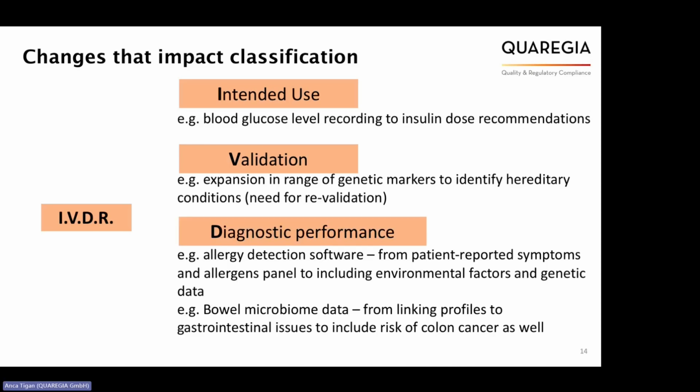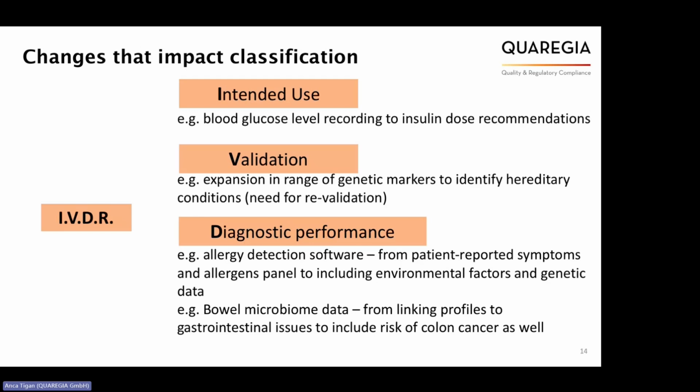The D stands for diagnostic performance. So any increase or decrease in diagnostic performance should be assessed for its impact on classification. So two examples here. An allergy detection software that would initially be based on patient-reported symptoms and allergens panel, and would then be upgraded to include environmental factors and genetic data, and which would then lead to an increase in its diagnostic performance. This could trigger a change in the classification of the software.